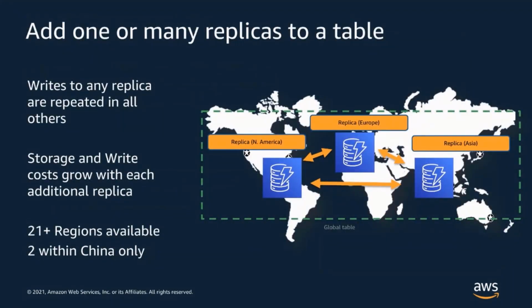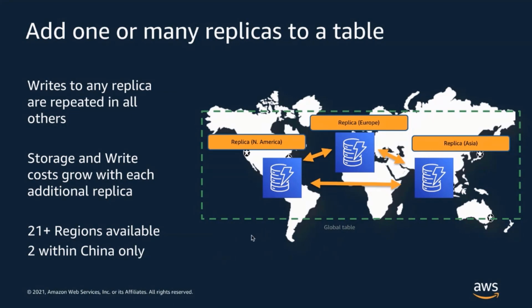Now, you can add replicas. You can have a two-way replication, a three-way replication. You can do as many as you like with DynamoDB, so it's up to you. The storage and the write costs are going to grow with each replica that you add, so it's going to get more and more expensive the longer you do this. But we definitely see customers who are having three-way replication, even 4 units of replication. And there's reasons for doing that, as we'll see in a moment.